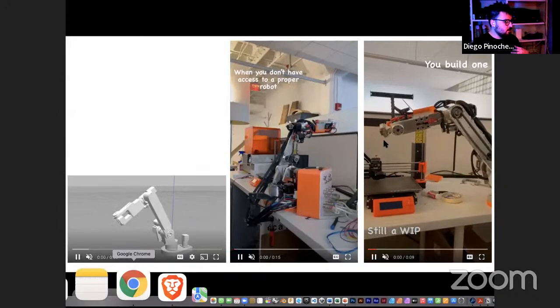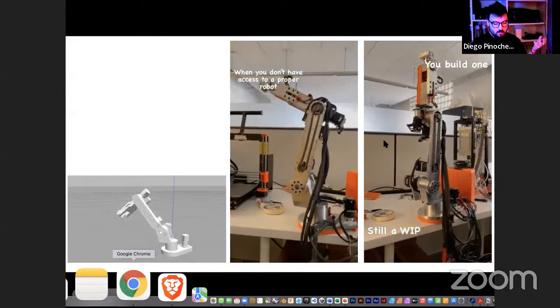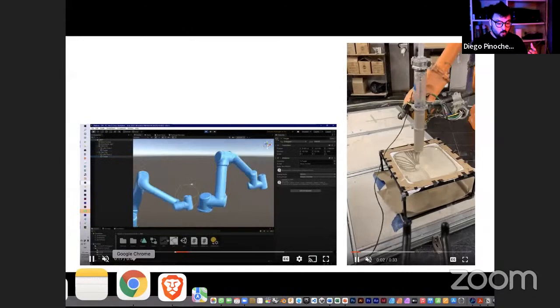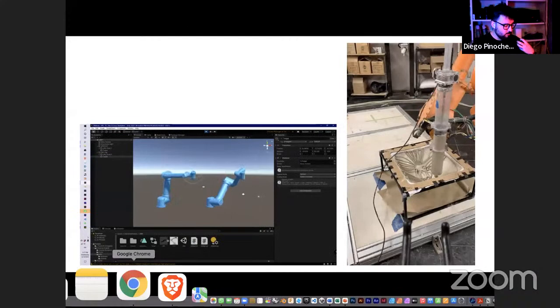Or during the pandemic, this is one of my projects. I grabbed an open source platform for a robot and modified it and made it work because I didn't have access to a robot. So these are all things that have been populating my work that I wanted to keep applying to expand this methodological framework in academia.